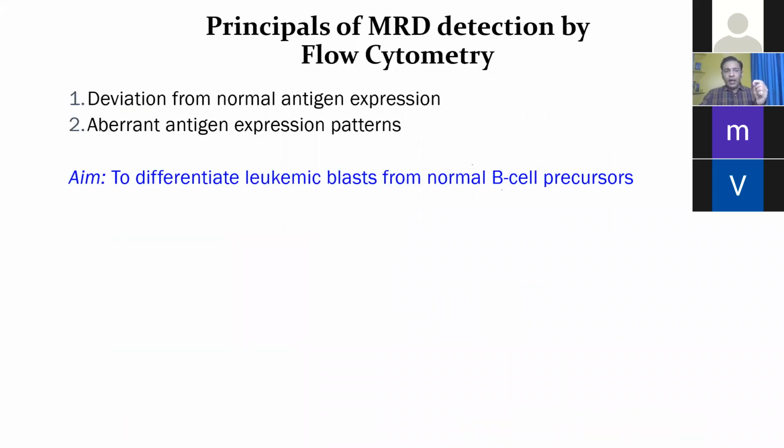Okay, and we identify residual disease based on the principle that the expression pattern on this blast is abnormal as compared to the normal immature cells, or that there is aberrant antigen expression. For example, a normal myeloid blast will not express bright CD56 or CD2. So if that is present, that means it is abnormal. So we identify that.